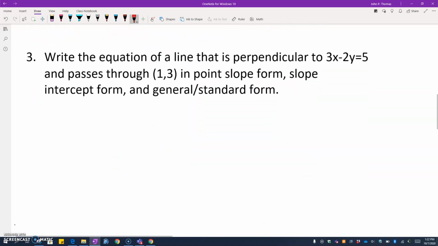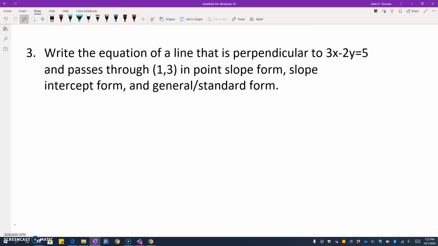Now, if I move on to the last one we're going to run through as a review, this one says write the equation of a line that is perpendicular to that and passes through 1, 3 in point-slope form, slope-intercept form, and general standard form. All right, so it's asking for the equation of a line, so we still need a point and a slope. All right, the point is explicitly given, 1, 3. And then slope, it says perpendicular to this line.